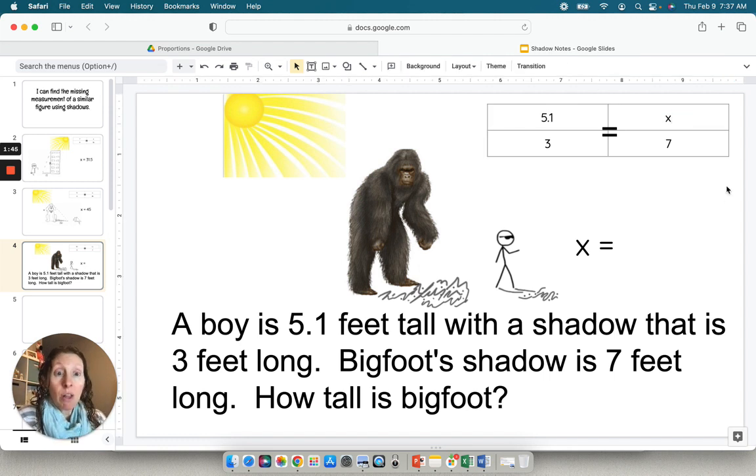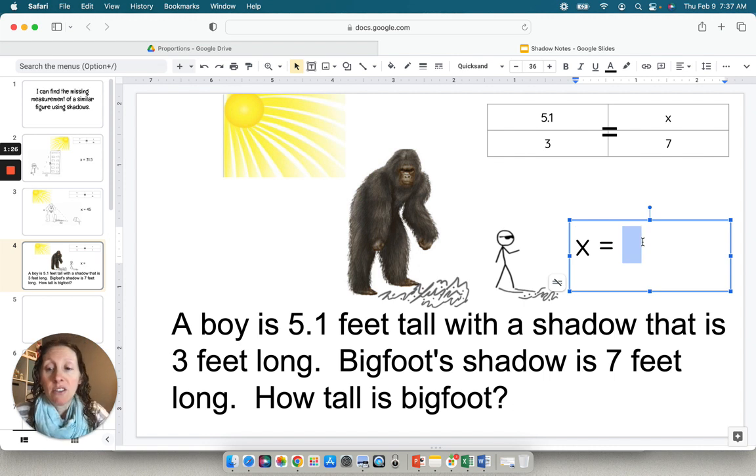And for this one, we will have to cross multiply. So 5 1/10 times 7, and then divide that by 3. So again, multiplying those two numbers that are diagonally across, dividing by that other number. So we get 11 9/10.